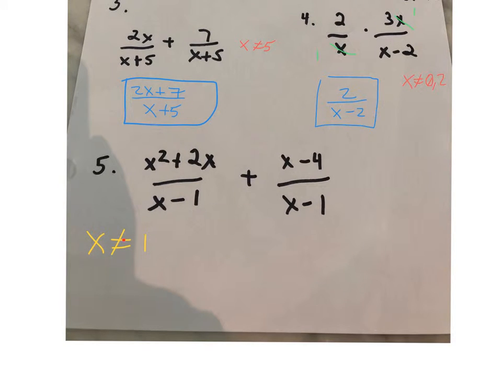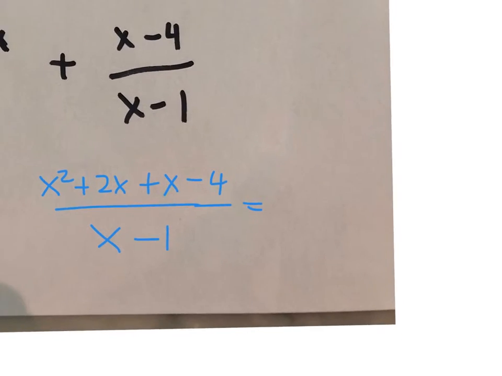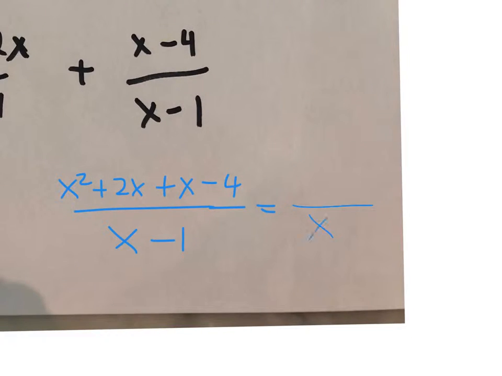And we already did the restriction for this one. I'm going to wrap it in red because red is for restriction. Once again, it's going to be pretty easy. We already have the common denominator, so we could just keep the denominator and add straight across. When you do so, you end up keeping the denominator and adding x squared plus 2x plus x minus 4 up top, and simplifying that would give us x minus 1 on the bottom. Nothing changes about that, but up top it would be x squared plus 3x minus 4.